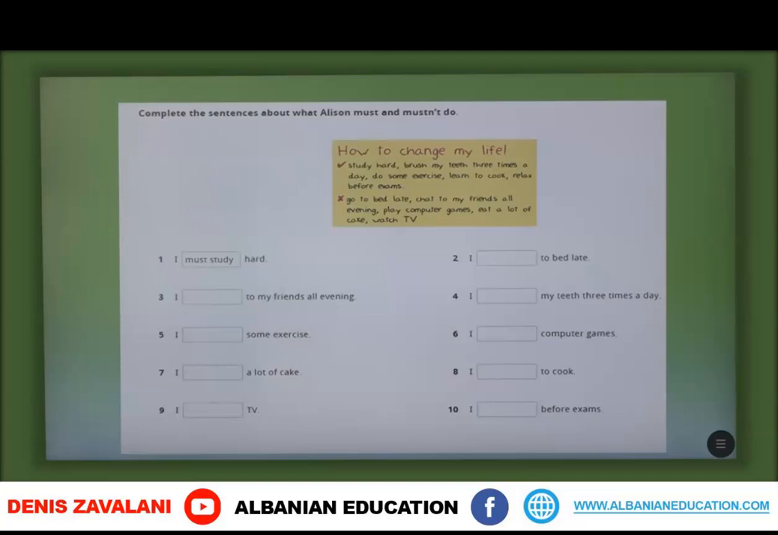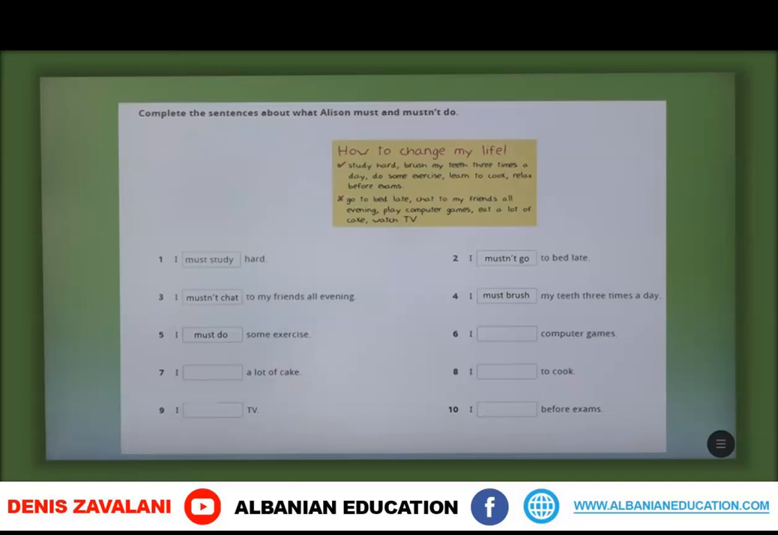Let's go from the first sentence to the last one, 10th. The first one is, I must study hard. The second, I mustn't go to bed late. The third, I mustn't chat to my friends all evening. 4, I must brush my teeth 3 times a day. 5th, I must do some exercise.